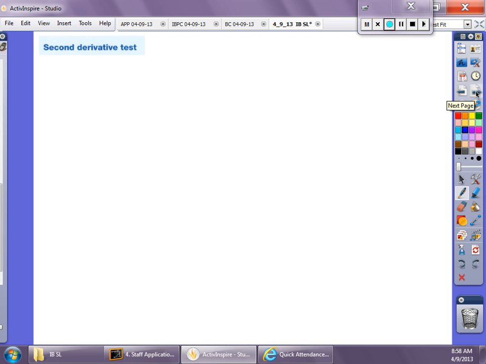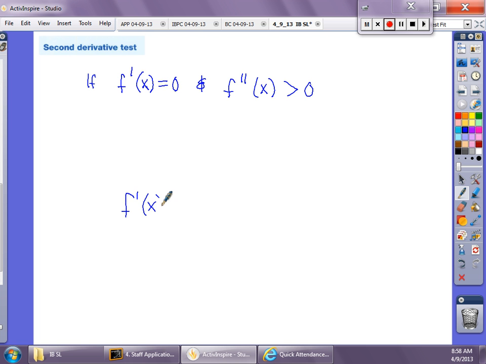The only thing I want to go over for your second derivative test is actually what it is. Most of you don't use the second derivative test, which is why. Let me go in order. If f prime of x is equal to 0 and f double prime of x is greater than 0. And then the other one is if f prime of x is equal to 0 and f double prime of x is less than 0.